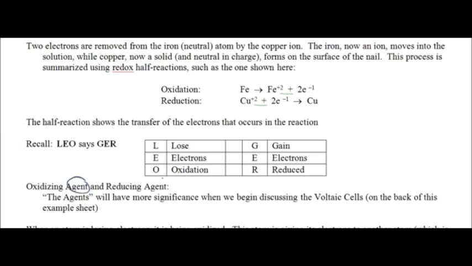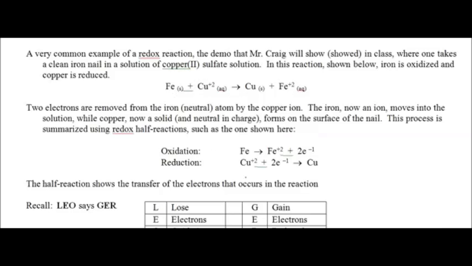Oxidizing agents and reducing agents. Let's take a refresher on that. Remember, when we talk about agents, number one, they must be on the reactant side. Also, the agents have the opposite name of what they're doing. So in other words, the iron in our example here is being oxidized. Therefore, it's allowing the copper to be reduced. Therefore, the solid iron is our reducing agent because it is oxidized.